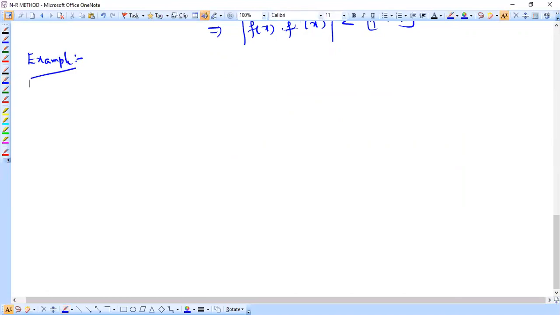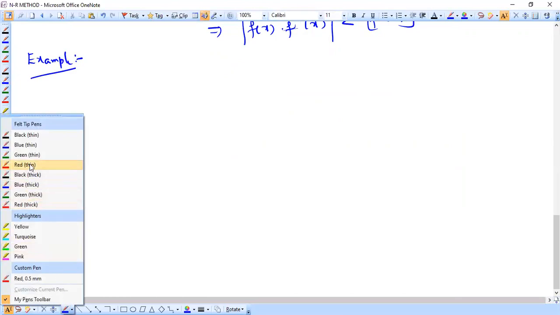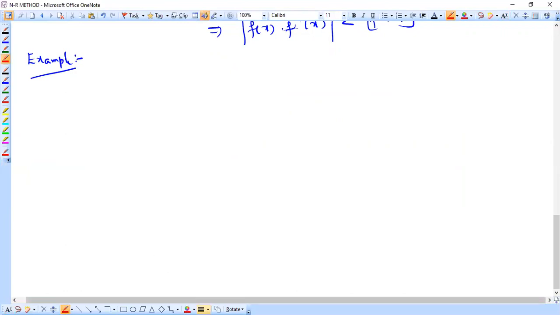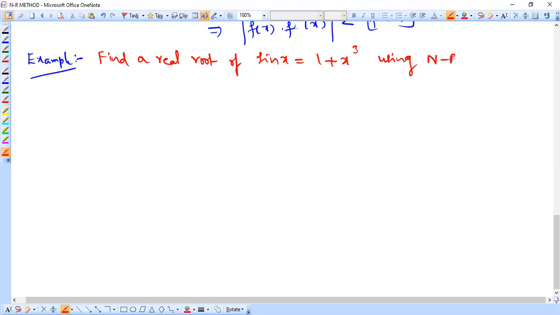Let me choose a different color over here. The question is, find a real root of sin x is equal to 1 plus x cube using Newton-Raphson method.